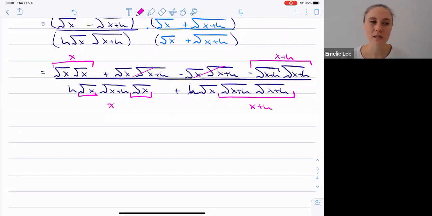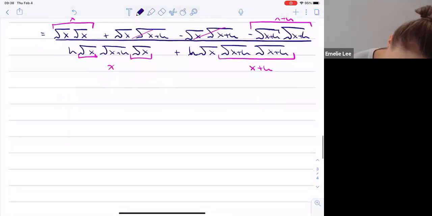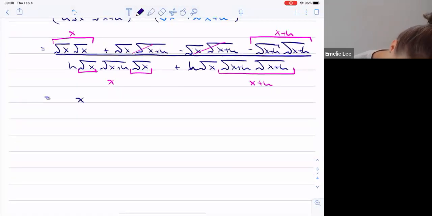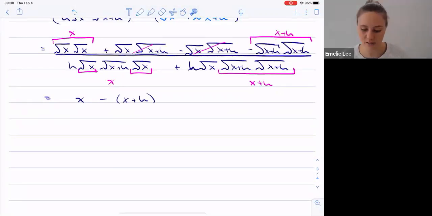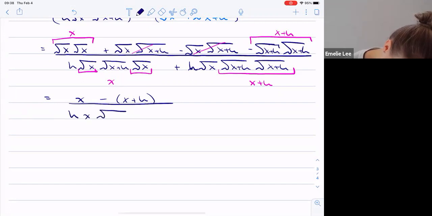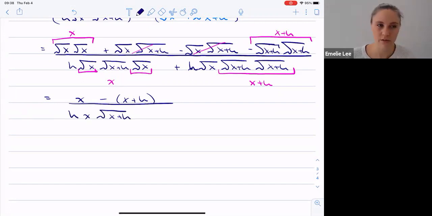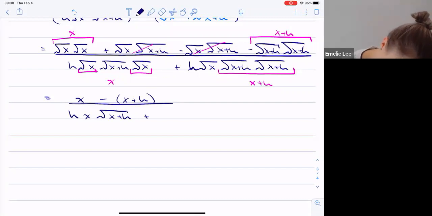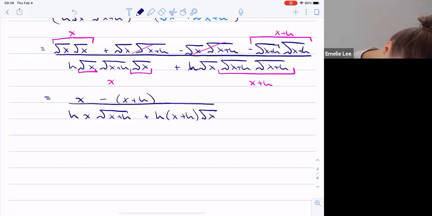So I'm going to try to simplify the denominator a little bit here. So the numerator I'm done with, x minus x plus h. Remember that x plus h is in brackets because it's all minus that, so you have to expand that negative inside. Over, and I've got h times x times the root of x plus h. Okay, I can probably rewrite that some clever way, but for now we'll just leave it. And then plus h times x plus h times the root of x.